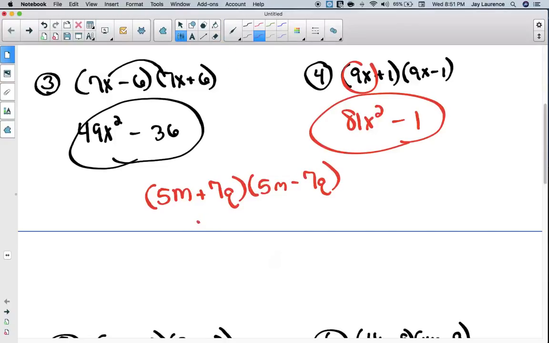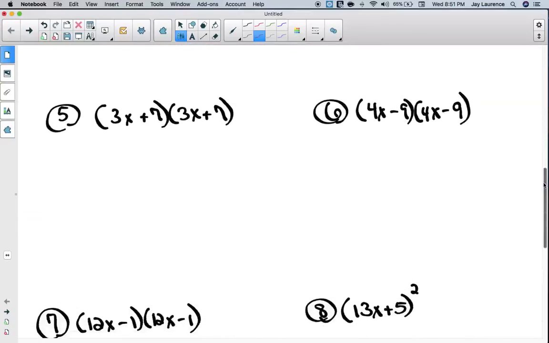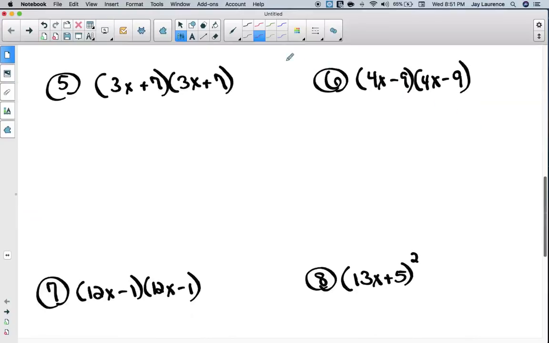Do you think you know it already? 25m squared minus 49q squared. Bam, I'm done. If you don't believe me, go do it the long way. Positive 35mq minus 35mq, and there you are. All right, now, in these problems, notice the two quantities are the same.